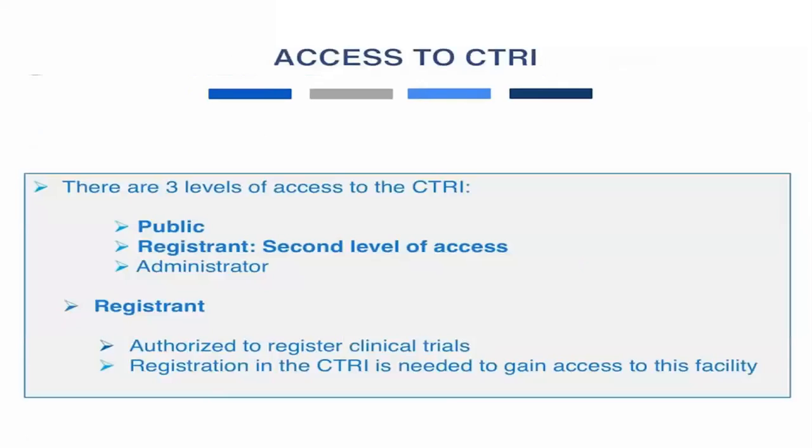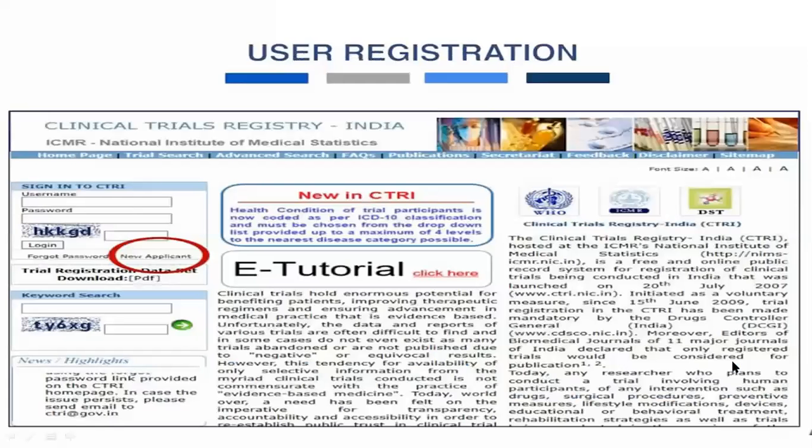So this is the very first, that is the public access. The second type of access is the registrant access, which is the second level of access. A registrant is nothing but an authorized person to register a clinical trial. So registration in the CTRI is needed to gain access to this facility. So first of all, we need to go for the process of registration.